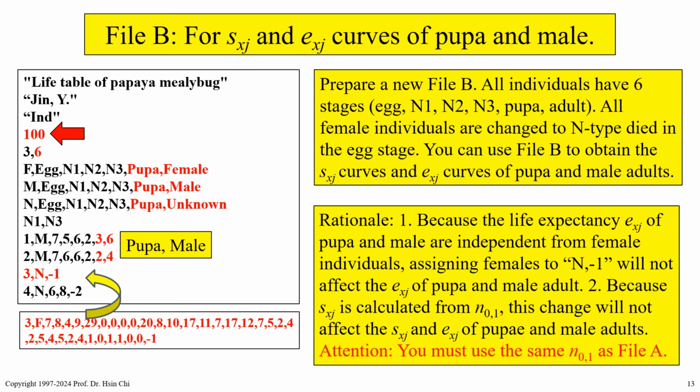Why do we do this? Rationale. Firstly, because the life expectancy EXJ of pupa and male are independent from female individuals. Assigning females to N-type will not affect the EXJ of pupa and male adult. Secondly, because SXJ is calculated from N0, this change will not affect the SXJ and EXJ of pupae and male adults. Attention, you must use the same N0 as file A.